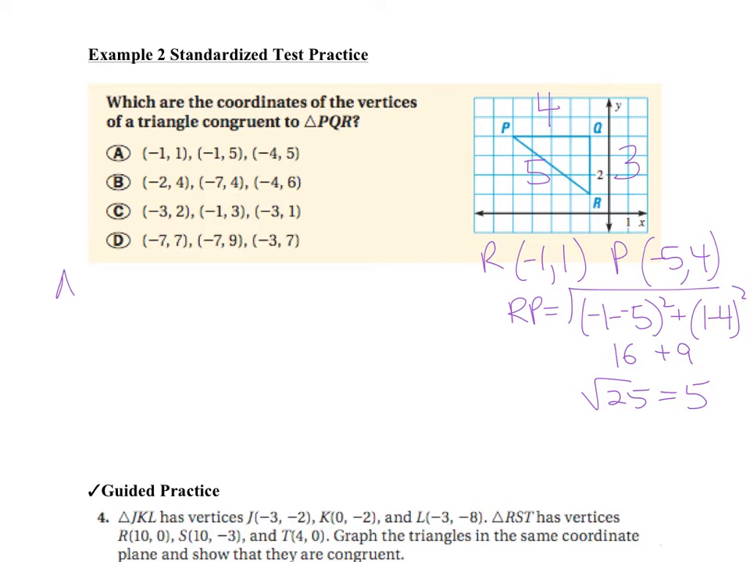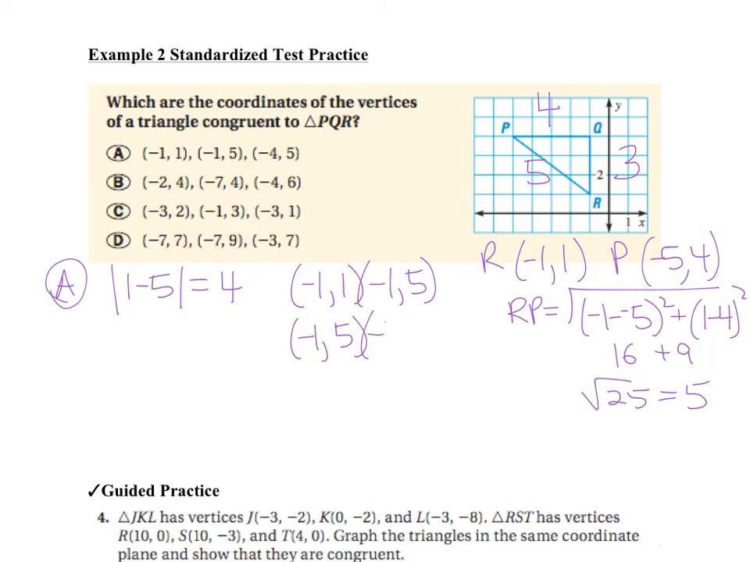So looking at letter A, I'm going to look at the first 2 points. I can see that the length is going to be 1 minus 5, which is 4. So we'll say this is for -1, 1, -1, 5. And then looking at the last two, -1, 5, and -4, 5, would be -1 minus -4, which would be 3.